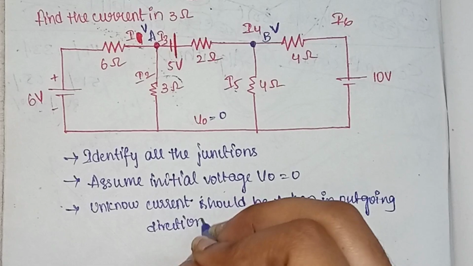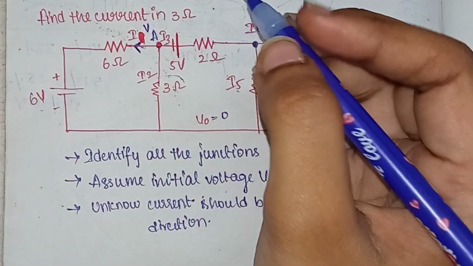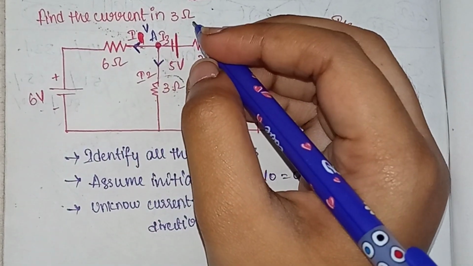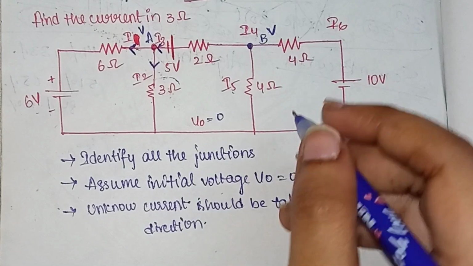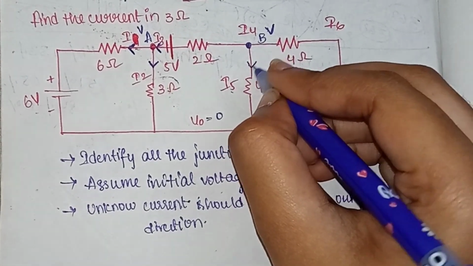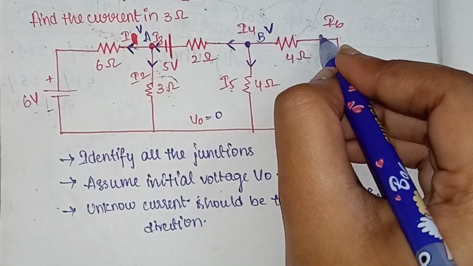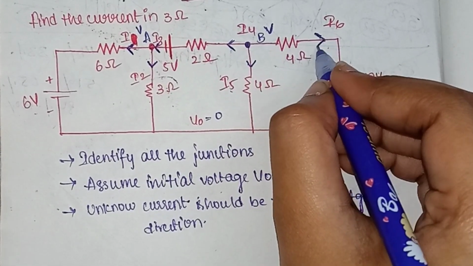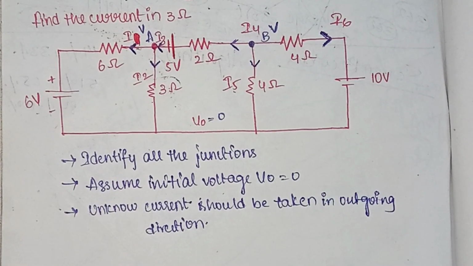So outgoing direction means what will happen? Your I1 flows this way, your I2 flows this way, your I3 also flows this way, and then your I5 flows this way, I4 this way, and I6 is from VB, we are moving this side, so I6 goes this way. So these are the directions given to us.